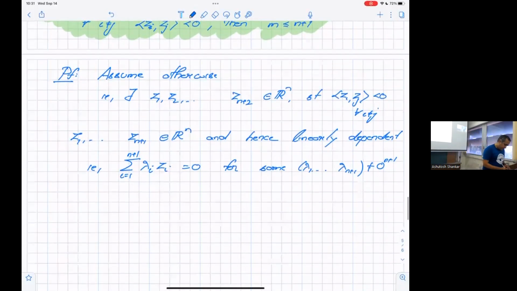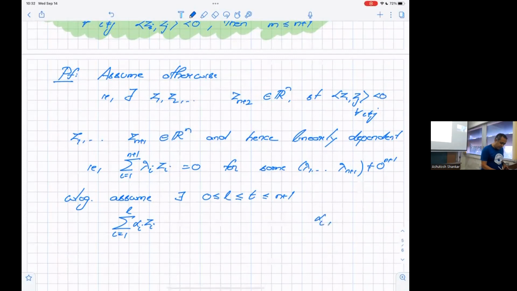So without loss of generality, assume we have the following. That is, there exists L, which is 0 less than or equal to L, which is less than or equal to T, which is less than or equal to n plus 1, such that the first L, I want the alpha_i's to be positive, and also I want the beta_j's to be positive. These are the sum of the positive guys. I'm just reordering them because this is the first L guys.